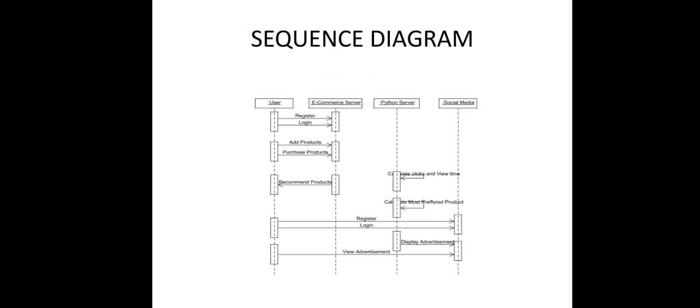Sequence diagram. The user first has to register in the e-commerce server and then can log into the e-commerce server. The user can view the product and purchase the product.